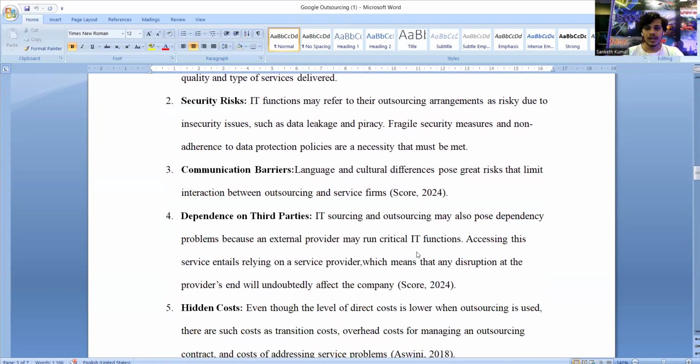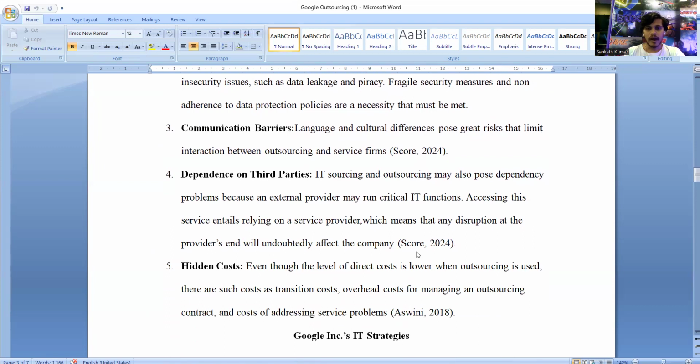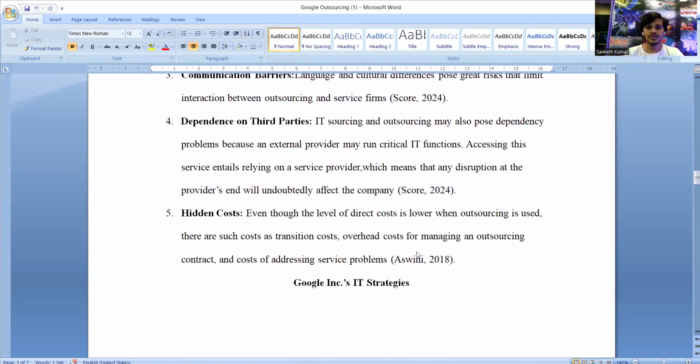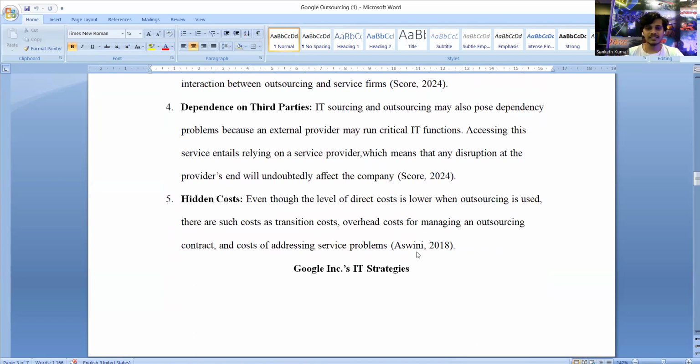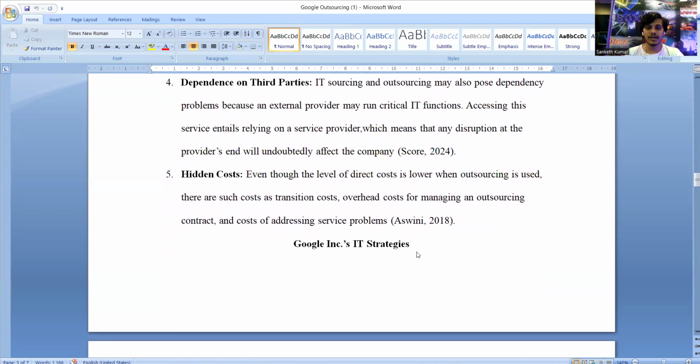Communication barriers. Language and cultural differences pose great risk that limit interaction between outsourcing and service firms. Dependence on third parties. IT sourcing and outsourcing may also pose dependency problems because an external provider may run crucial IT functions. Accessing this service entails relying on the service provider, which means that any disruption at the provider's end will undoubtedly affect the company. Hidden costs.